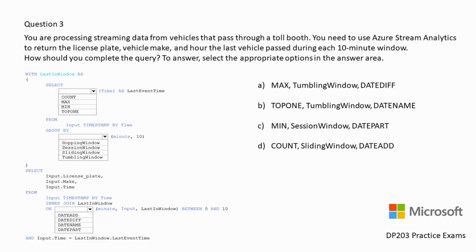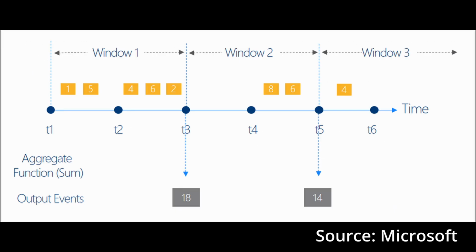Question 3. You're processing streaming data from vehicles that pass through a toll booth. You need to use Azure Stream Analytics to return the license plate, vehicle make, and the hour the last vehicle passed during each 10-minute window. How should you complete the query? To answer, select the appropriate options in the answer area. The most important part of this question is to understand what each of these windowing functions does. So we have hopping window, session window, sliding window, and tumbling window, and from there we can narrow down our options. The first question is, what are windowing functions?